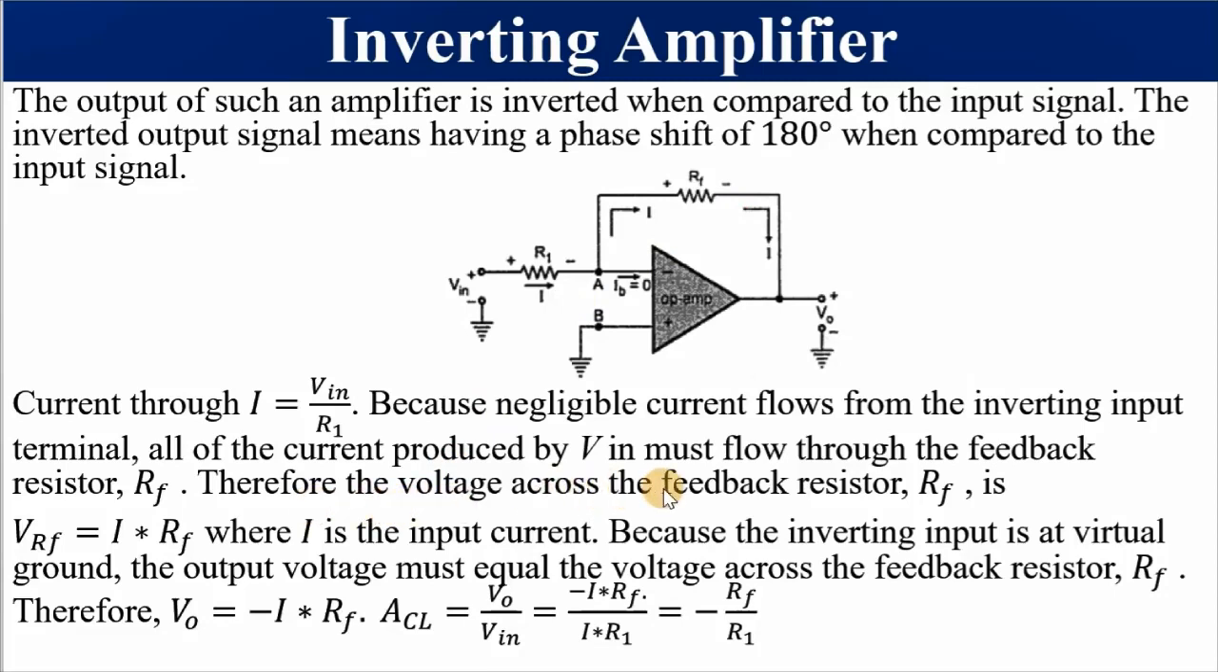Therefore, the voltage across the feedback resistor Rf is I times the feedback resistor value Rf, where I is the input current. Because the inverting input is at virtual ground, the output voltage must equal the voltage across the feedback resistor Rf. So V out is equal to the current through the feedback resistor I multiplied by the feedback resistor Rf. And how are we going to calculate gain? Please take note that this is now closed loop gain and not open loop gain.